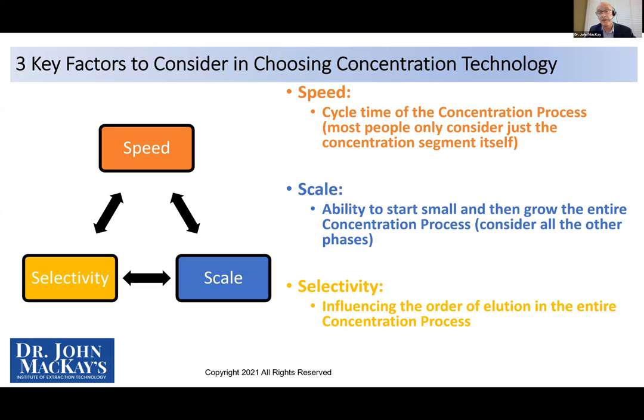So speed, scale, selectivity. Selectivity is looking at the different components that I want to have out and the other ones I want to leave behind. You're influencing the order of what you're taking out. The hot coffee versus cold coffee. You're influencing the number of compounds you're taking out by increasing the temperature of the solvent that you're using to be able to extract the compounds that you want.